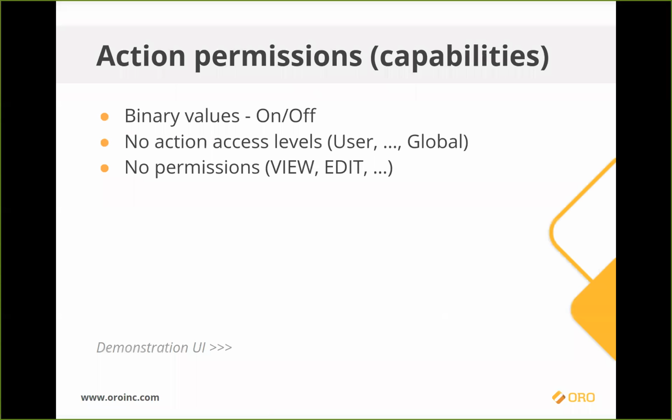So this is all about the entity. The second part is the action permissions. If there is an action I would like to restrict somehow, and it's not connected to an entity, like copying the address or sending an email, this is how we create the capabilities.